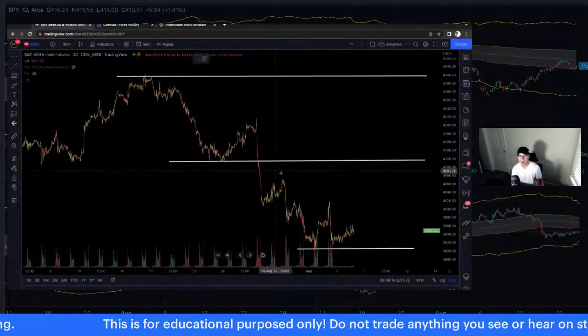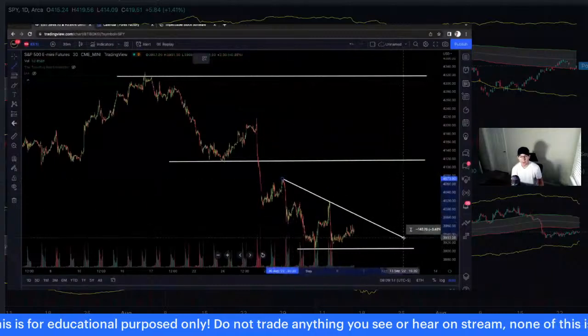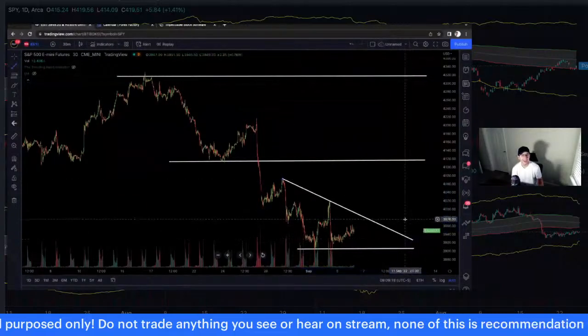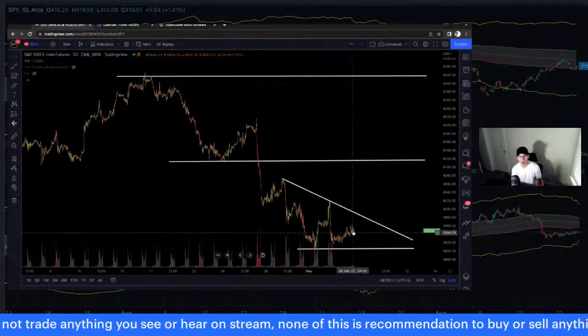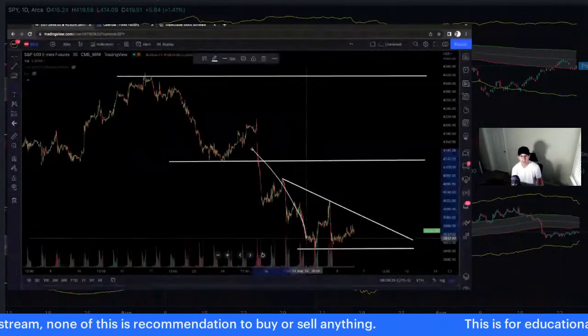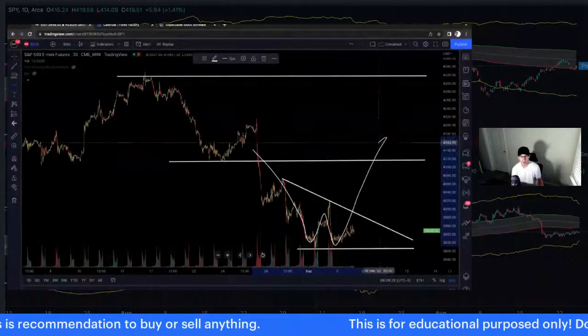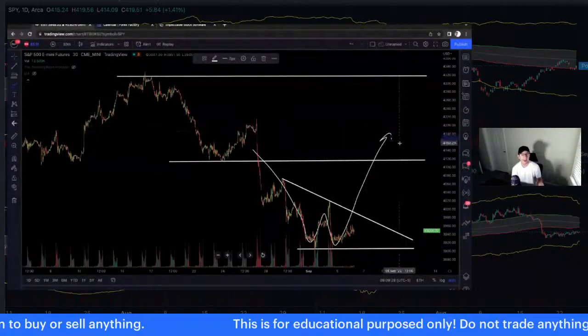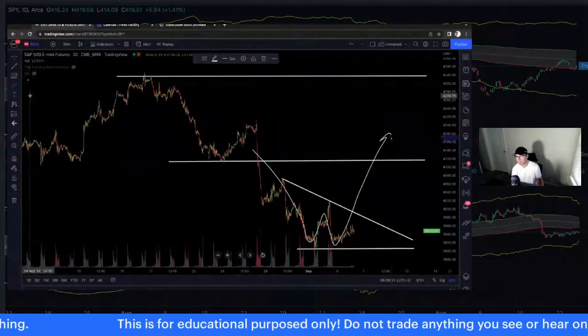If not, another option, because I want to cover both sides, is this. We're forming a descending triangle where we're going to come up, we're going to hit this top. So again, option number one is the double bottom straight up, right? This is option number one. This is our happy bullish idea.